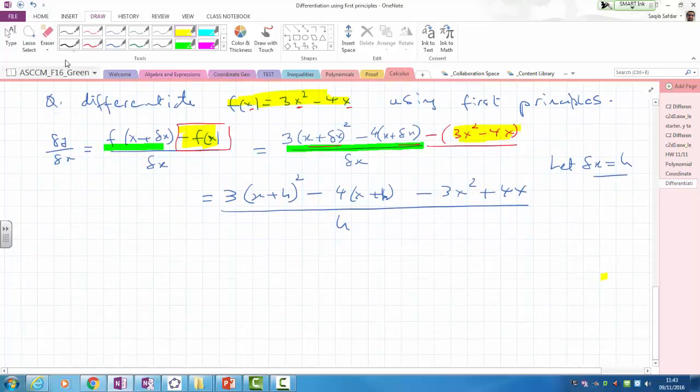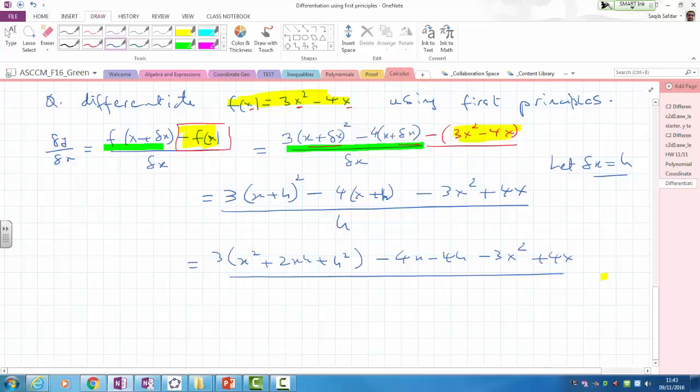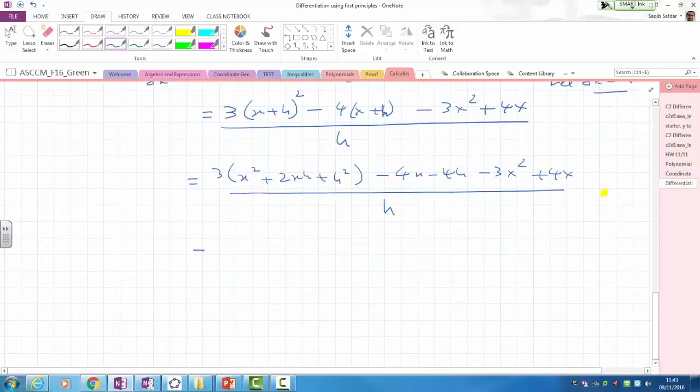If we were to expand this out, (x plus h) squared will give us x squared plus 2xh plus h squared, times by 3, minus 4x minus 4h, take away 3x squared plus 4x, divided by h. Is that correct? If we tidy that up further, we get 3x squared plus 6xh plus 3h squared.